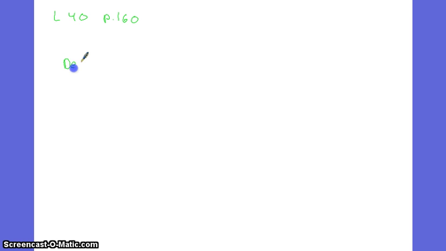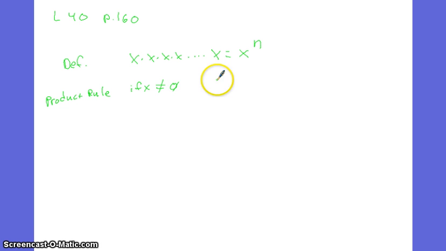All right, so here's our first definition, that x times x times x times x times lots of x's equals x to the nth power, right? n represents the number of factors. Well, with the product rule, if x is not 0, then x to the m power times x to the n equals x to the m plus n. Another definition: x to the first power equals x, it equals itself.